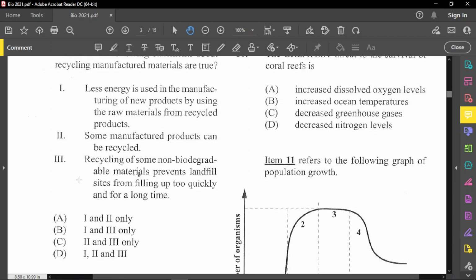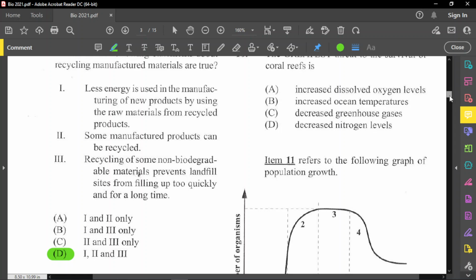And so if you look through all of these options, these are really good statements because definitely you should use less energy to recycle. And of course, some of them can be recycled, and recycling of non-biodegradable materials will definitely prevent the landfill sites from filling up too quickly. So here in number 6, D will be our option. All 3 statements are true.